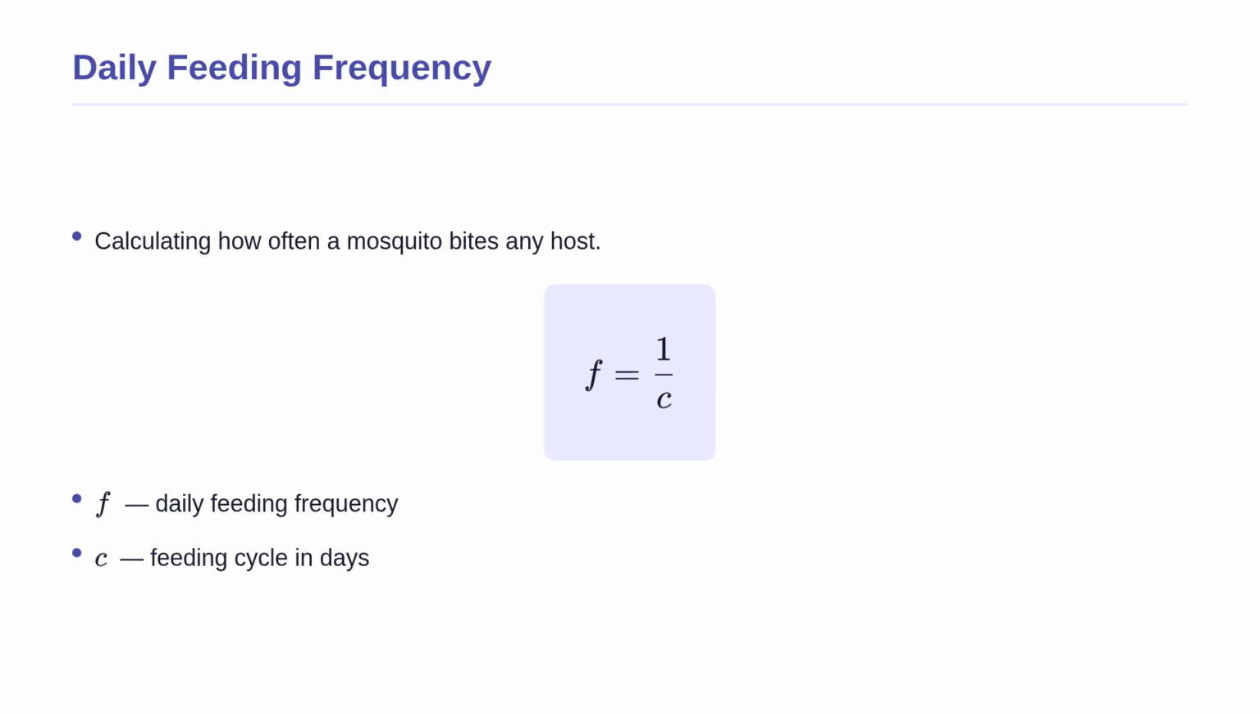Understanding this biological clock is essential. If the temperature rises and the mosquito digests blood faster, the feeding cycle shortens. This increases the feeding frequency, which directly increases the speed of disease spread in a community.